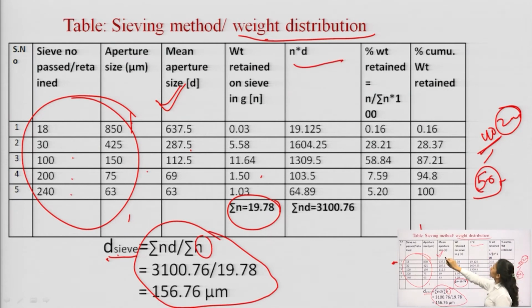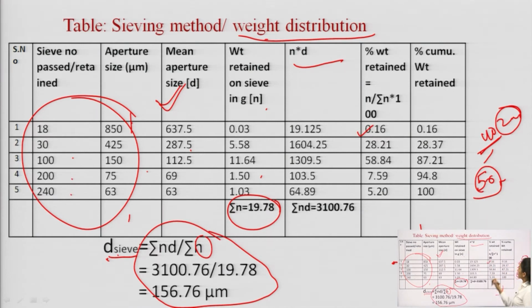How do we calculate n into d? This is the n, this is the d. 637.5 multiplied by 0.03, then you will get 19.125, and so on. You have to complete this table. Next, percentage weight retained on a sieve. How will you determine the percentage weight retained? What is the n? 0.03 divided by 19.78 multiplied by 100, then you will get this value, and so on. You have to calculate it.